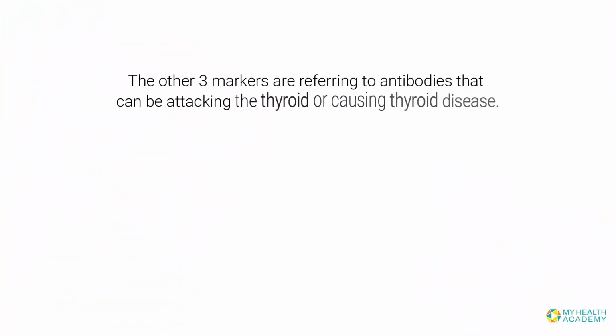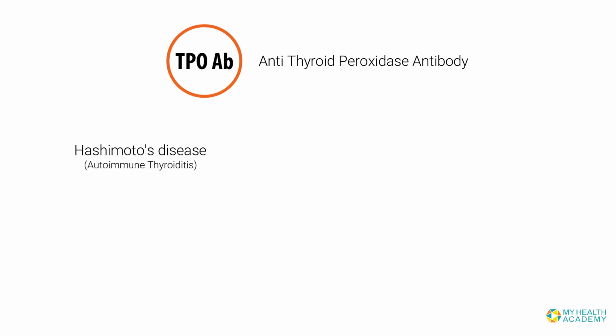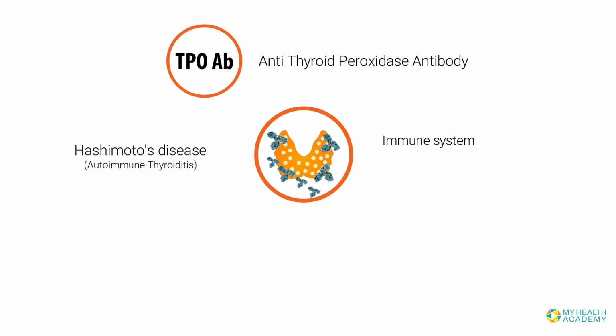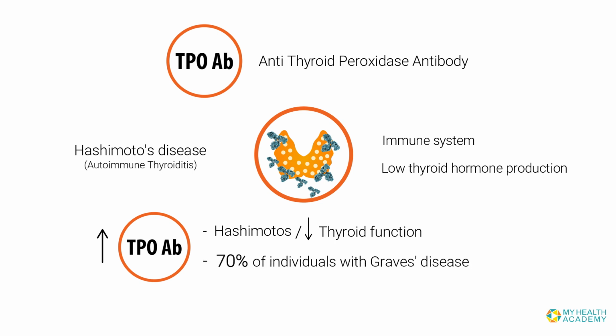The other three markers are referring to antibodies that can be attacking the thyroid or causing thyroid disease. These include antithyroid peroxidase antibody. This marker is found raised in Hashimoto's disease, otherwise known as autoimmune thyroiditis. Hashimoto's is when the thyroid is being attacked by the immune system and slowly destroyed, causing low thyroid hormone production. Elevated levels of this antibody demonstrate that you either have Hashimoto's or are going to have it soon, along with a subsequent reduction in thyroid function. Elevated levels are found in virtually all cases of Hashimoto's disease, and they will also be raised in 70% of individuals with Graves' disease.